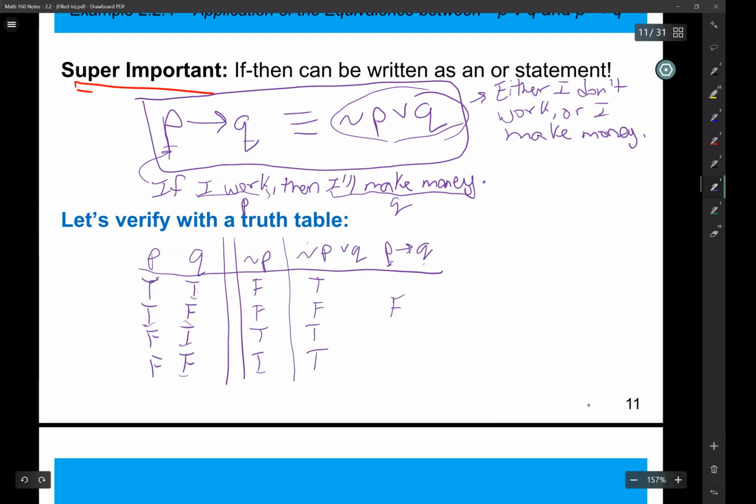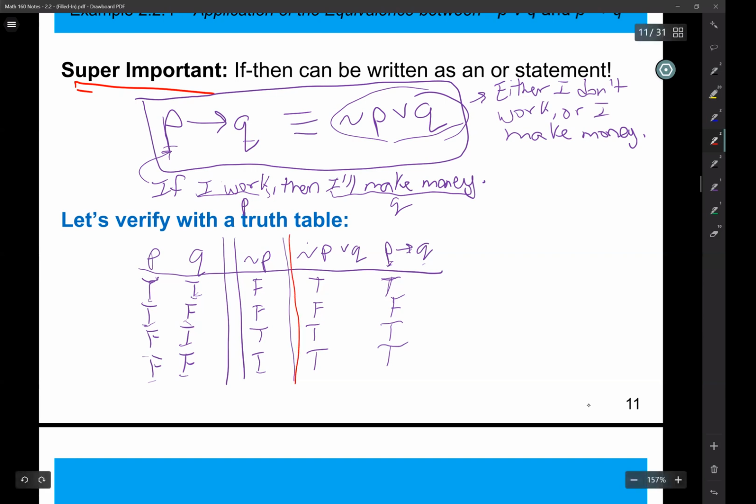So conditional statement here, true leading to true, that's good. So a true hypothesis led to a true conclusion. What about down here? Well, I have a false hypothesis leading to a true conclusion, but again, that's vacuously true. Anytime your hypothesis is false, it doesn't matter what the conclusion is, the overall conditional statement is true. And same thing down here. I have a false hypothesis leading to a false conclusion. Logically, that's still a true statement. It's just vacuously true.